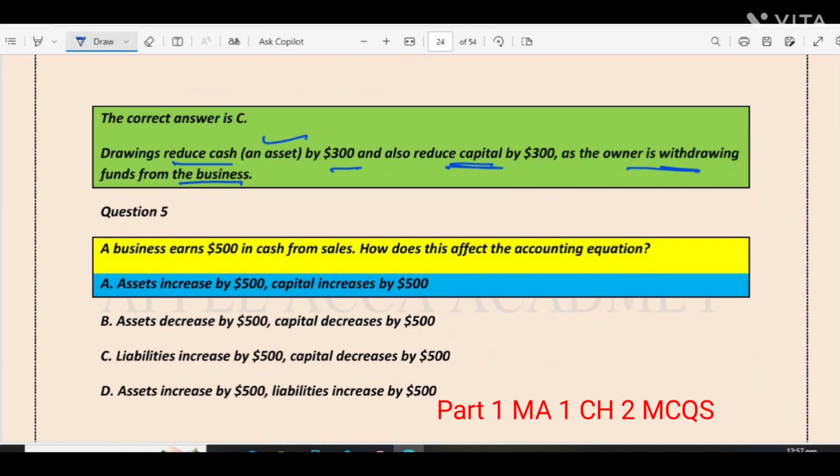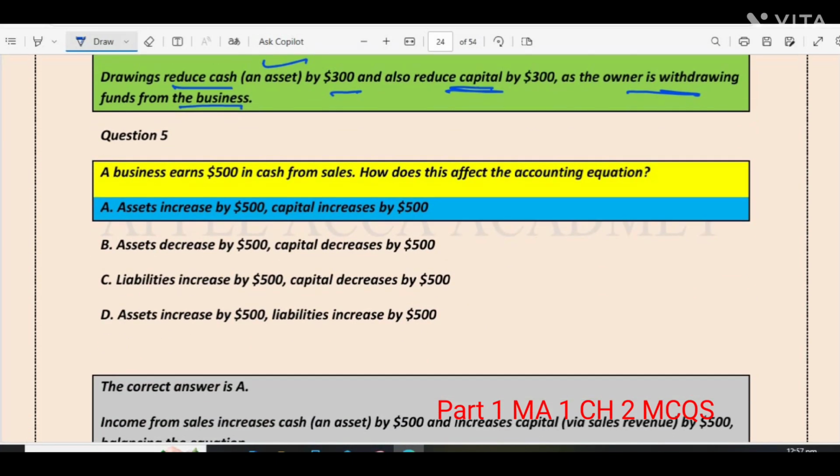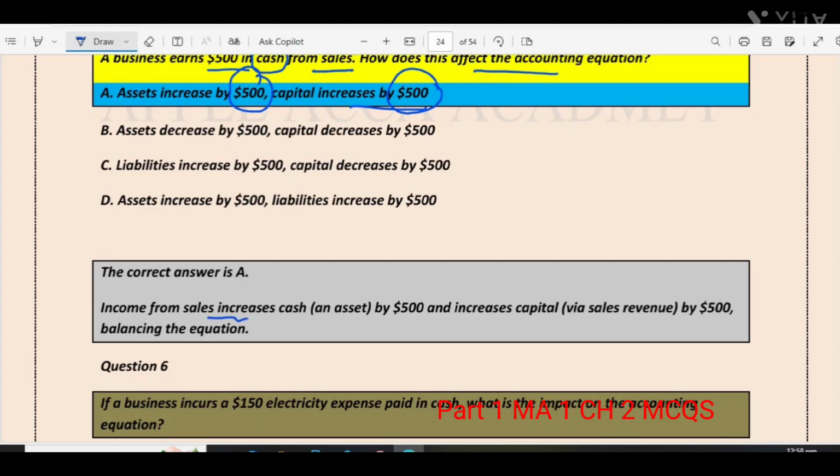Okay, now MCQ number 5. A business earns $500 cash from sales, so this is getting a revenue. How does this affect the accounting equation? So the asset will increase by this amount and capital will also increase by this amount. The business earns cash, so the cash is an asset. Income from the sale increases cash, which is an asset, by 500, and increases capital through sale revenue. So option A will be the correct one.